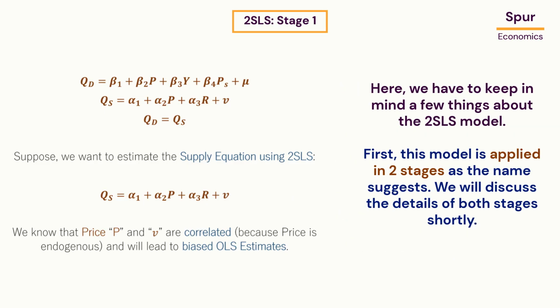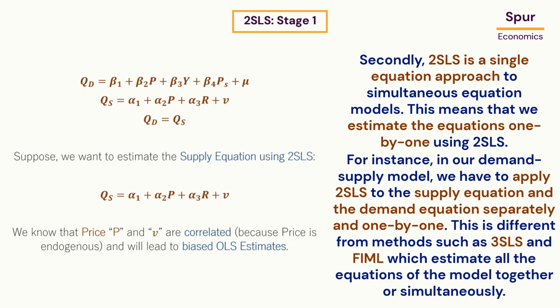Here, we have to keep in mind a few things about the 2SLS model. First, this model is applied in two stages, as the name suggests. We will discuss the details of both stages shortly. Secondly, 2SLS is a single equation approach to simultaneous equation models. This means that we estimate the equations one by one using 2SLS. For instance, in our demand-supply model, we have to apply 2SLS to the supply equation and the demand equation separately and one by one. This is different from methods such as 3SLS and FIML, which estimate all the equations of the model together or simultaneously.